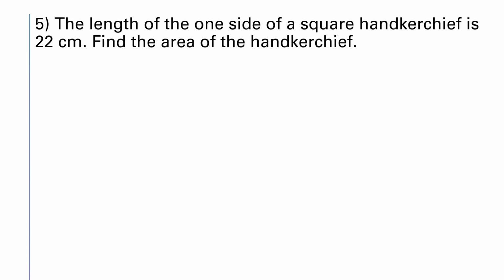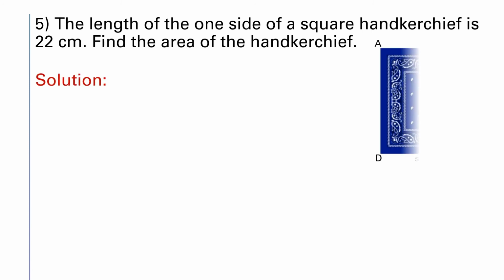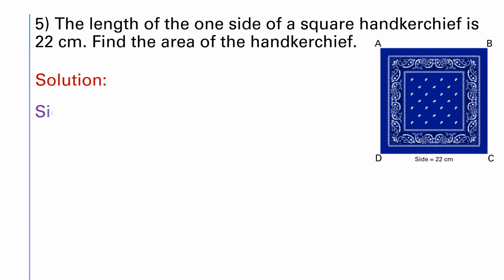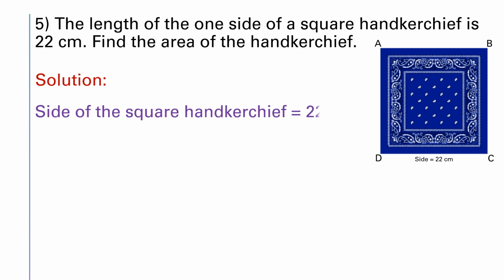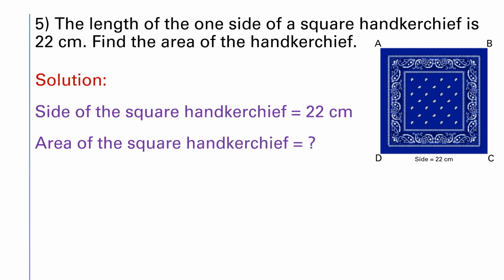Let's try one more. Question number 5. The length of the one side of a square handkerchief is 22 centimeter. Find the area of the handkerchief. In this question, we have to find the area of the square handkerchief, and the handkerchief is in square shape. Can you tell me which formula we have to use? Yes, area of the square is equal to side multiplied by side. Let's suppose ABCD is a square handkerchief and side of the square handkerchief is equal to 22 centimeter, and area of the square handkerchief we have to find out.